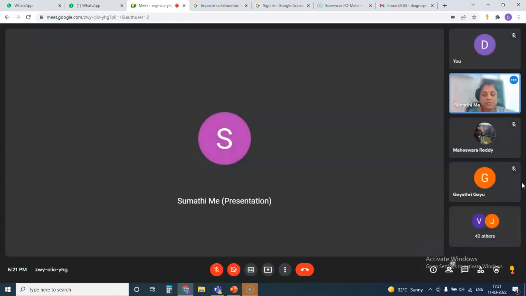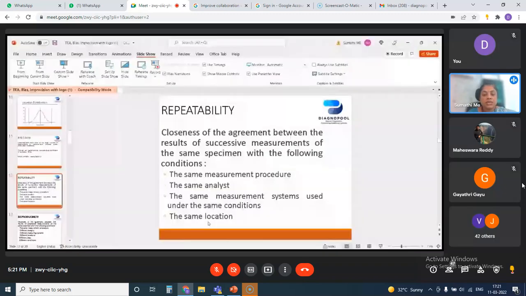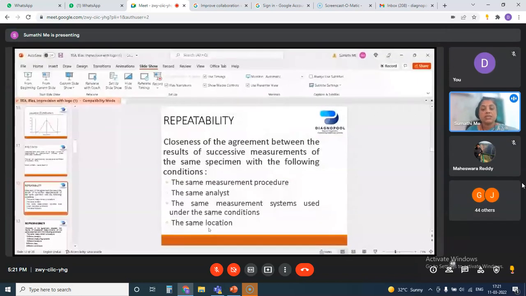That is your repeatability. And what is called reproducibility? In the earlier case we saw that everything is the same. Here reproducibility is under different conditions, but what remains the same is the measurement procedure. That means the methodology of the procedure should be the same, but the repetitive measurements can be done by different analysts, using different equipment, in different locations, on different days and under different environmental conditions.